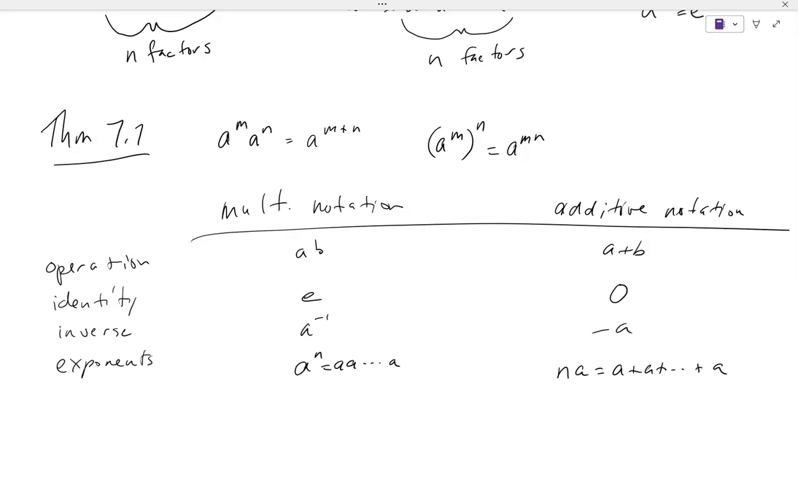And then your laws of exponents that we just talked about just become basically distributive properties over addition as well. But I just want to emphasize that if you have additive notation, then we won't write our operations as exponentiation. We'll do it as multiplication. That's the big thing.